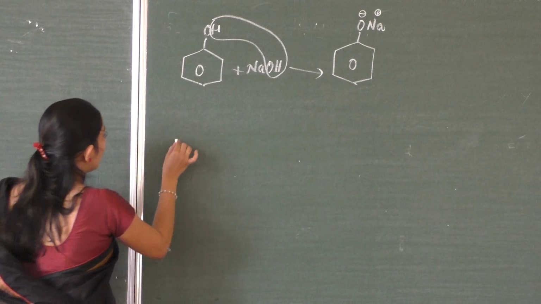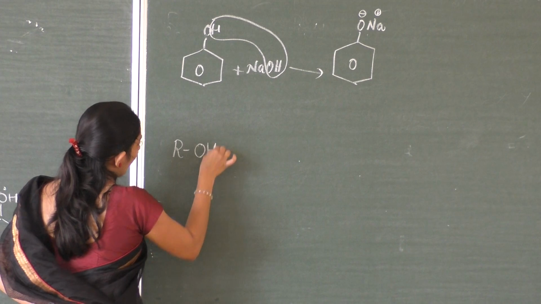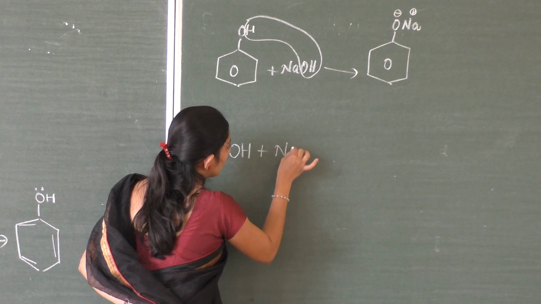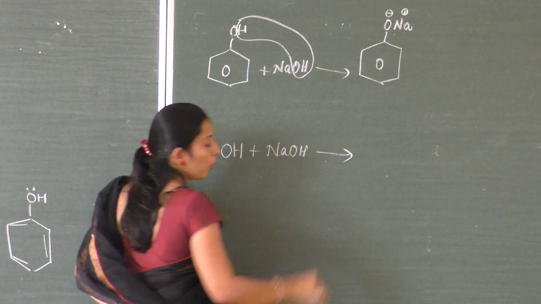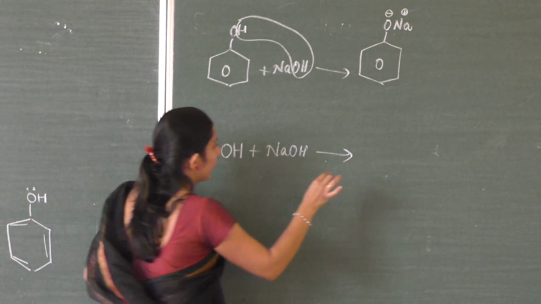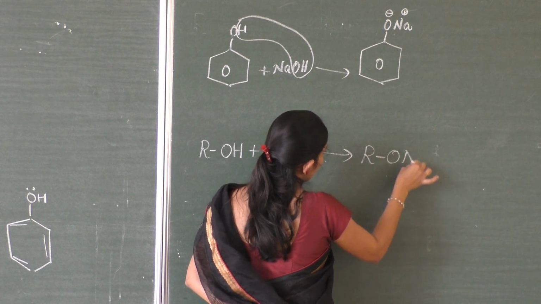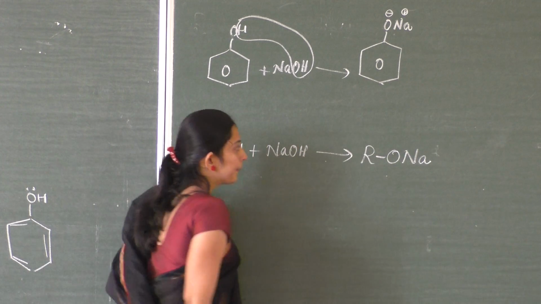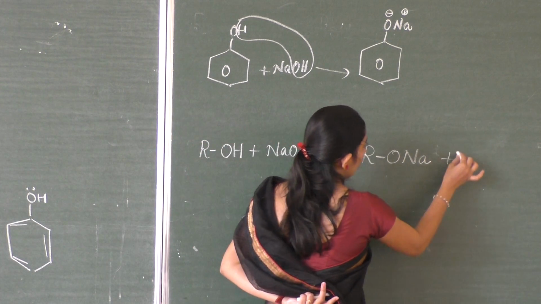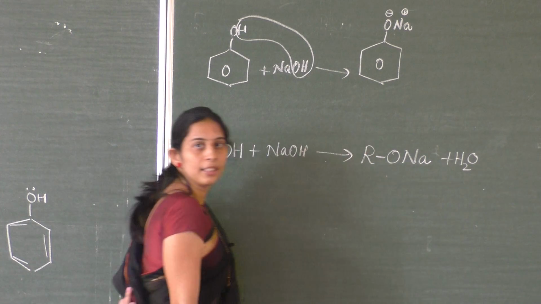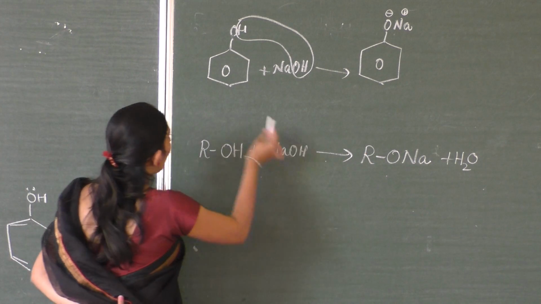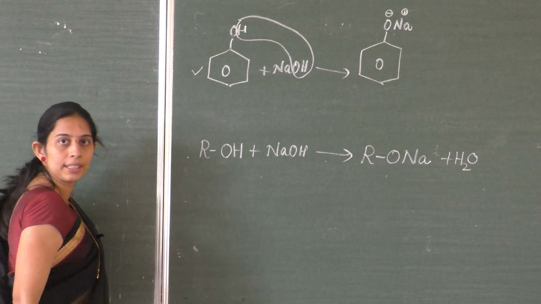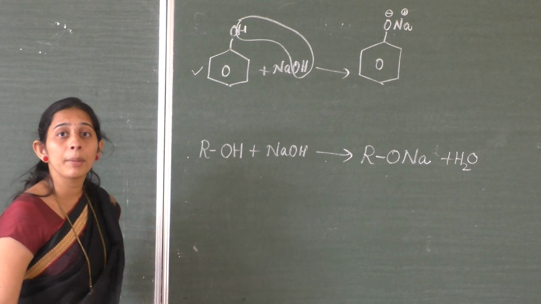If you consider an alcohol, ROH, which is reacting with the base sodium hydroxide, what is the product? The product is the same, no variation in it. In both the cases, there is formation of an alkoxide, with the liberation of a water molecule, isn't it? So if you compare a phenol with the alcohol, we say that phenol is more acidic compared to the alcohol. What may be the reason?